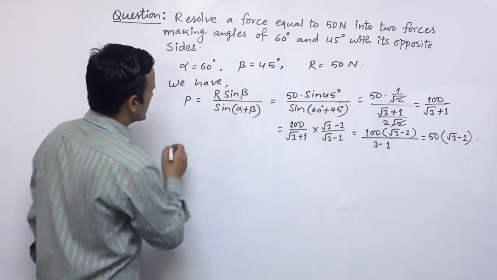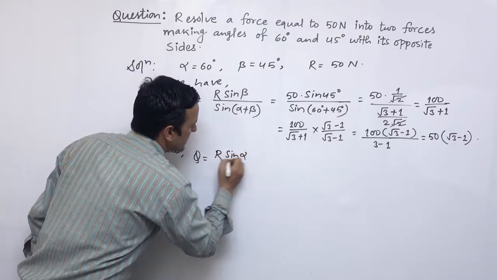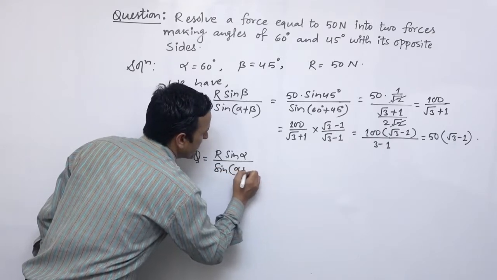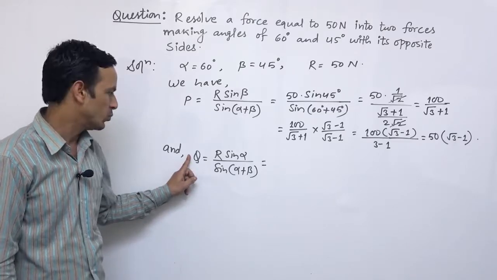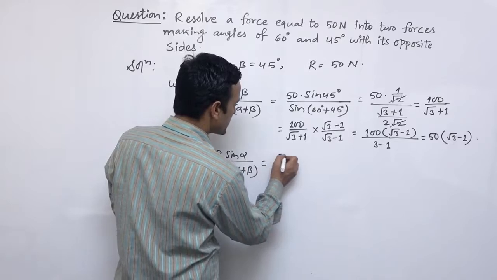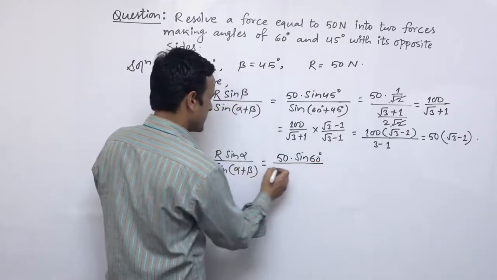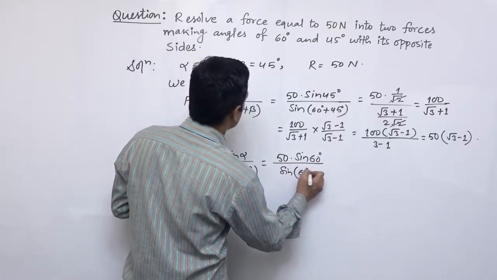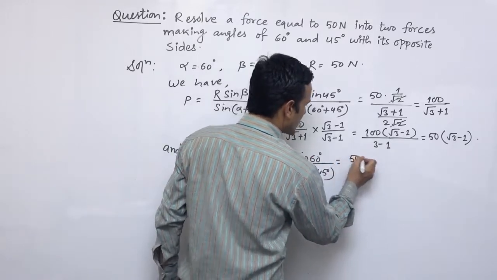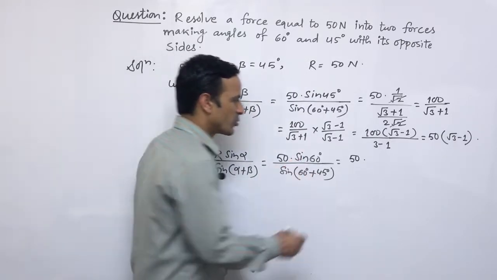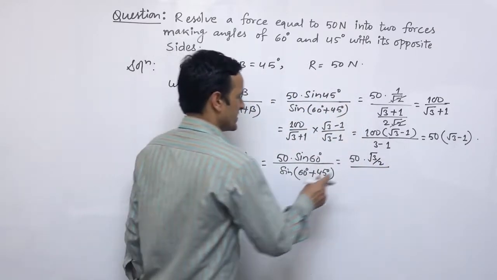We can find the value of P like this, and let's find the value of Q in the same way. Q is equal to R sin alpha divided by sin alpha plus beta. So this is another formula to find the force Q. So let's write the value of R. It is 50, and sin alpha means it is 60 divided by, here is also sin 60 plus 45. And if you write down the value, sin 60 means root 3 by 2, the tabulated value.